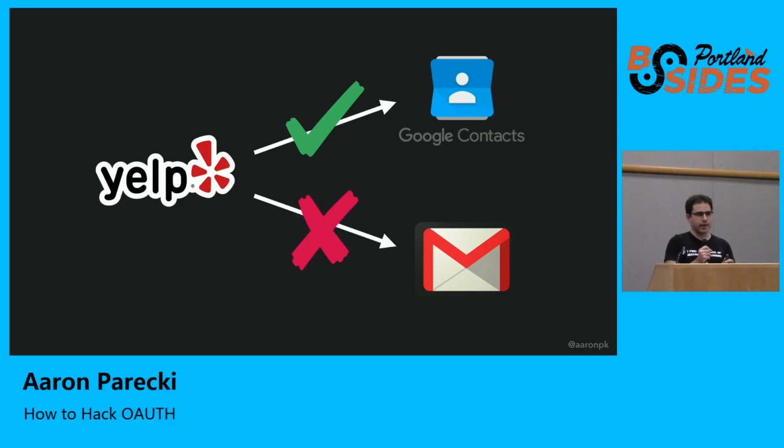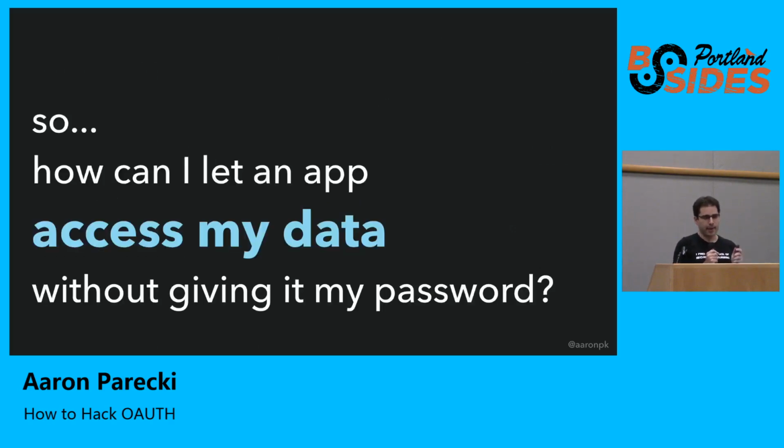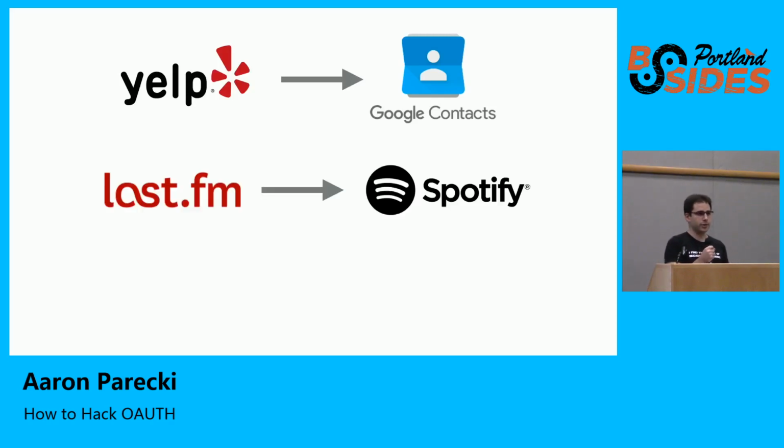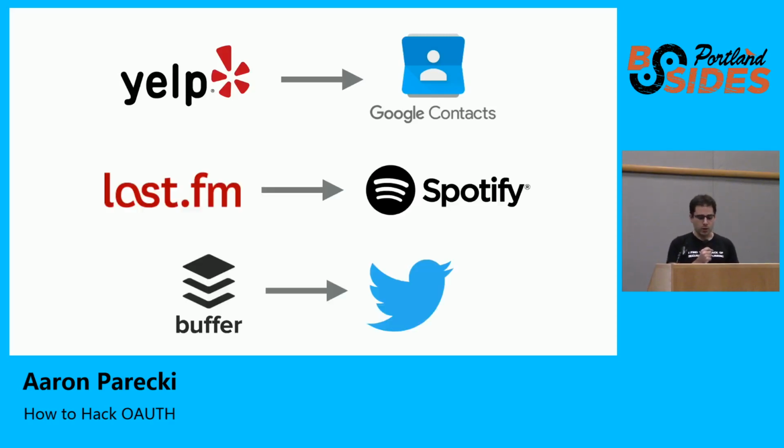So OAuth was created to solve this exact problem, which was how do we actually let apps access data in some other API, but without giving it your password? So this pattern is all about accessing data in some other system. So it's Yelp wants access to your contacts, or Last.fm is trying to pull your listening data from Spotify, or Buffer is trying to post to your Twitter account. And that was the origins of OAuth, which was always about third-party apps getting access to data in some API.